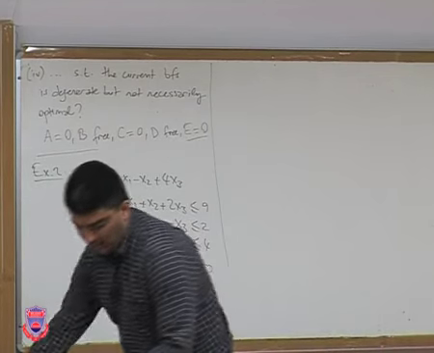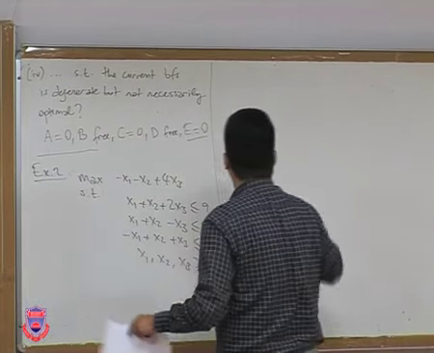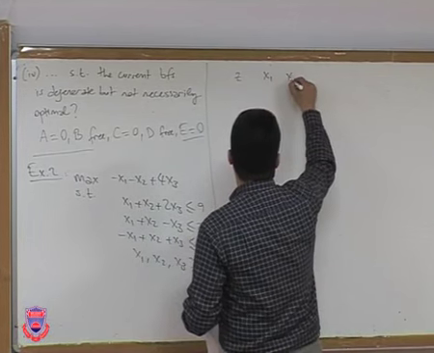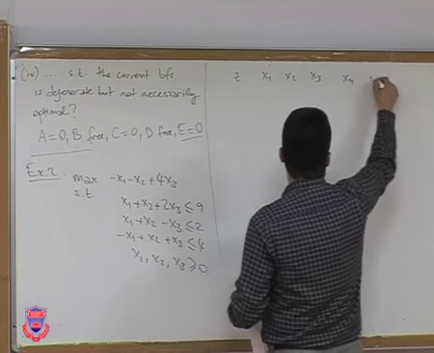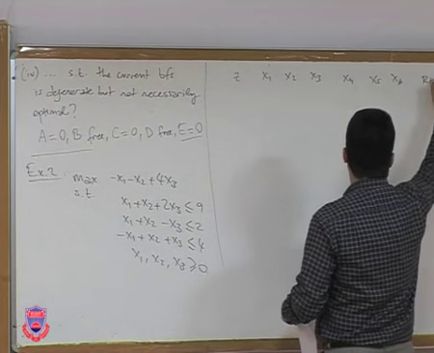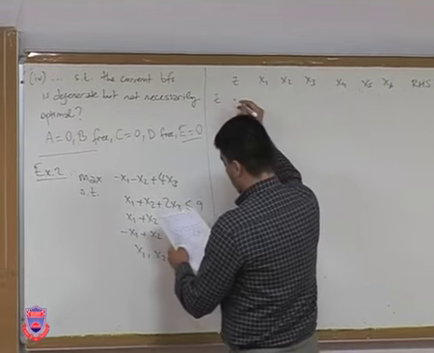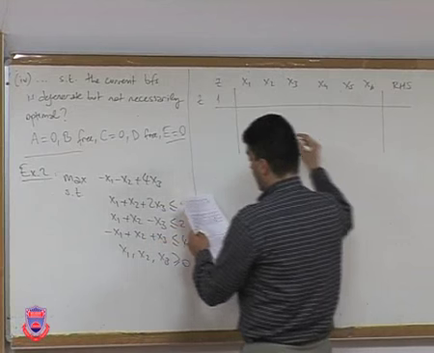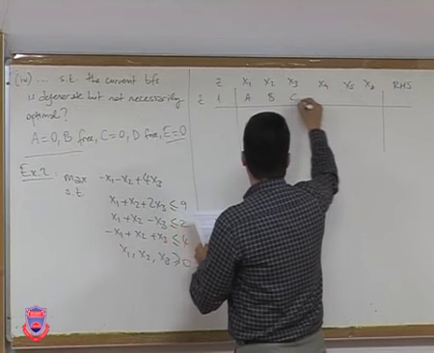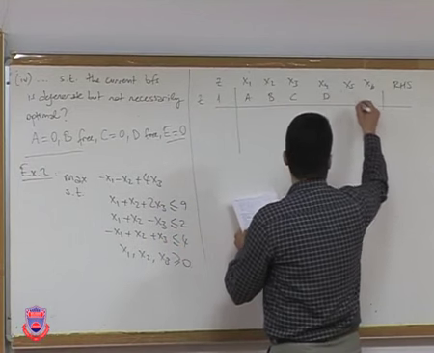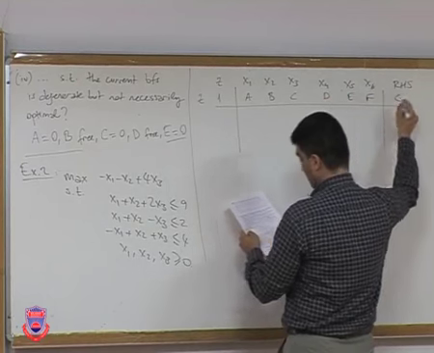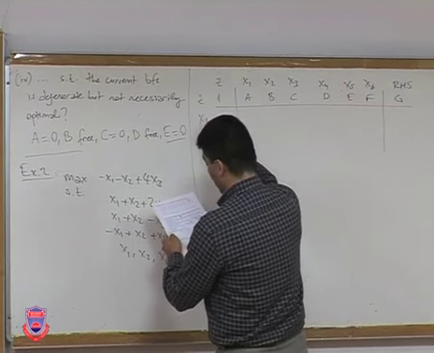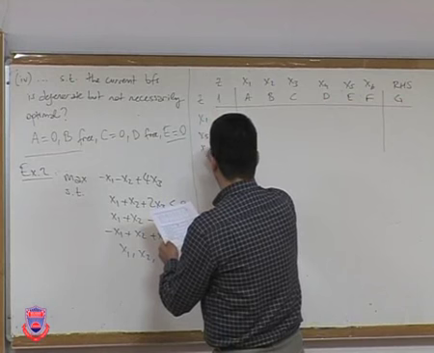And then I'm going to give you a simplex tableau corresponding to this problem. So row 0 looks like the following. So 1. Then I'm going to have A, B, C, D, E, F, G. Then I have x1, x5, and x3 as my basic variables.